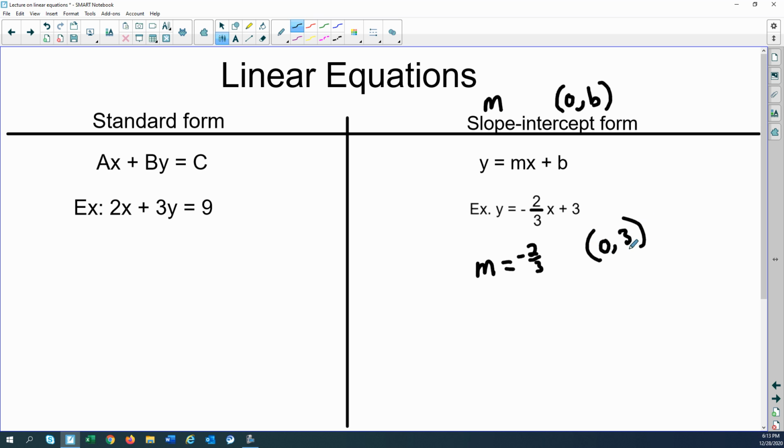So we talked about graphing points earlier. Once you have a point and you have a slope, you can graph the entire line. That's what's pretty nice about having it in this form already. It's pretty useful to find these parts and also for graphing.